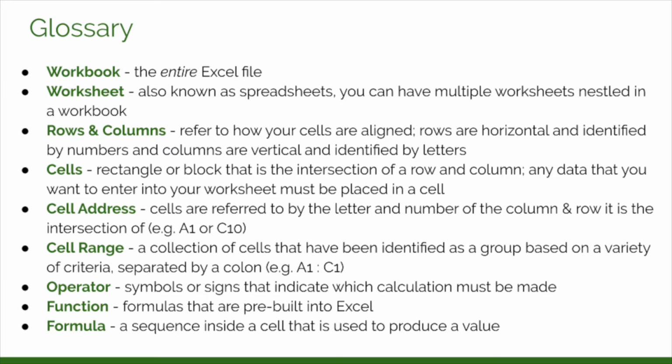C and row 10. A cell range is a collection of cells that have been identified as a group based on a variety of criteria and is typically separated by a colon. So A1 colon C1 is just a cell range between cell A1 and cell C1. An operator is a symbol or a sign that indicates which calculation must be made.